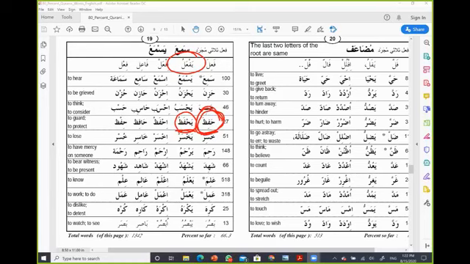And let's move on. Hafiz, the guarder or protector. Now we've got that form which reminds us of the word fa'il, hafiz. And here, the guarder or protector.